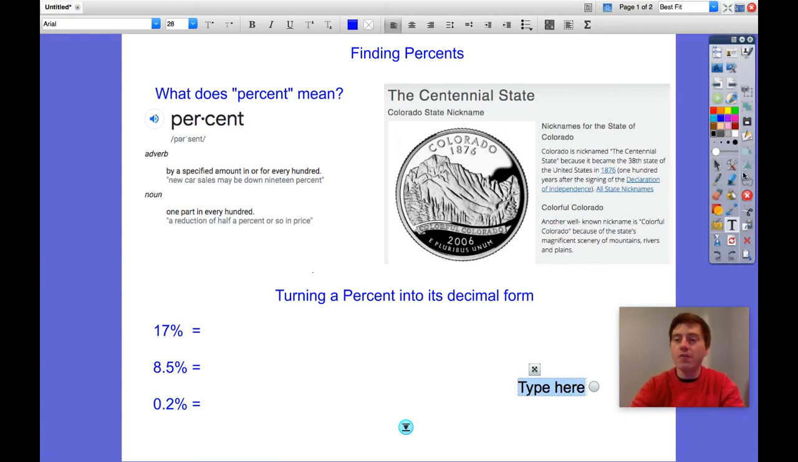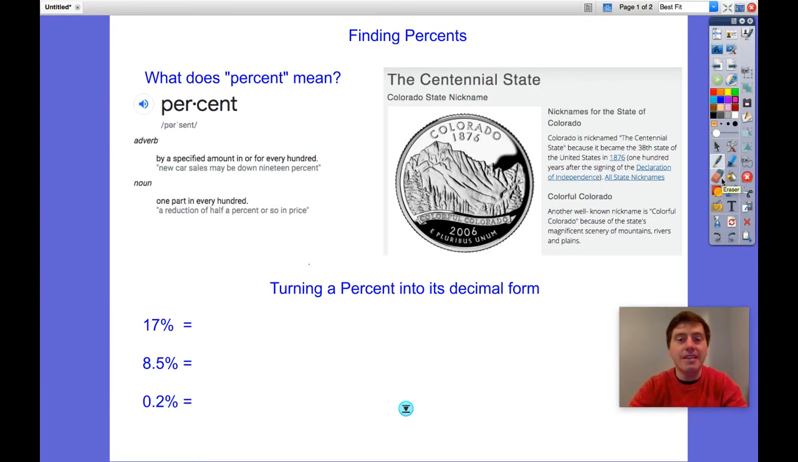In this video, we're going to review what a percent is and how to find a certain percentage of a number. So first off, what does percent mean? Percent. We can break it down into per and cent, as in dollars per hour, miles per hour. When we're talking per, we mean for every.